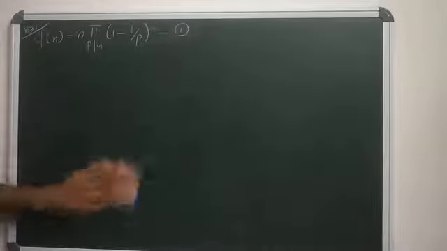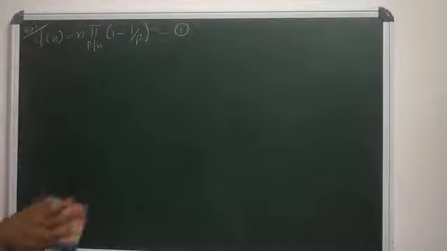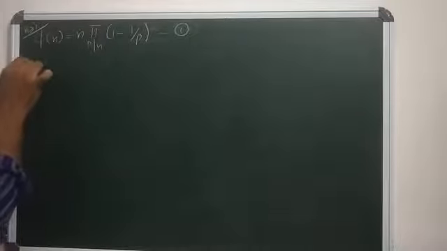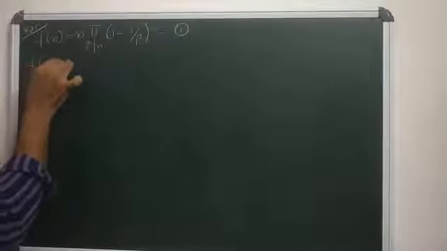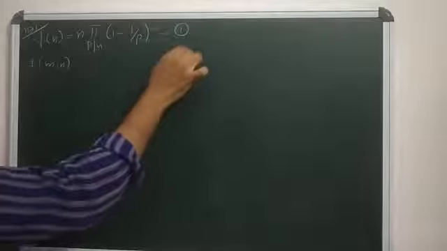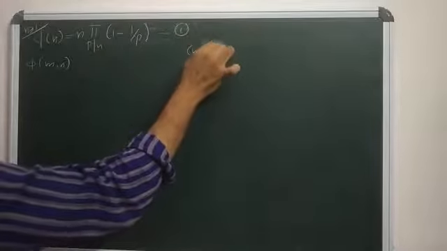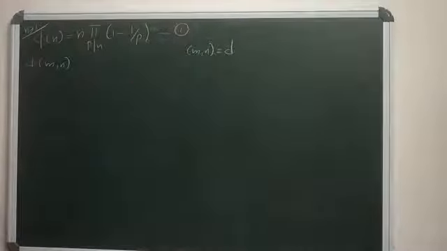Now again, we know that phi of n equals this one. So what is phi of mn, where m and n are not relatively prime? M and n not relatively prime means suppose they have a GCD d. That's again an interesting question. How to find out this phi of mn here?